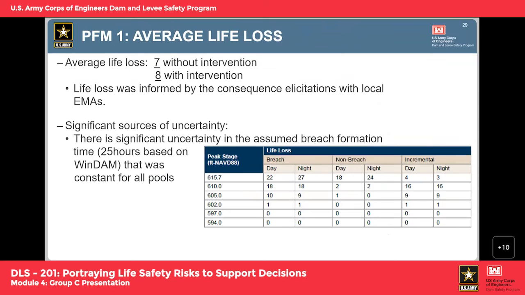Each pool was considered, and shown here, we did a sensitivity. There's a 95th, 75th, 25th, and 5th percentiles. These are the median values shown. And the biggest source of uncertainty with our consequences was considered to be the breach parameters.